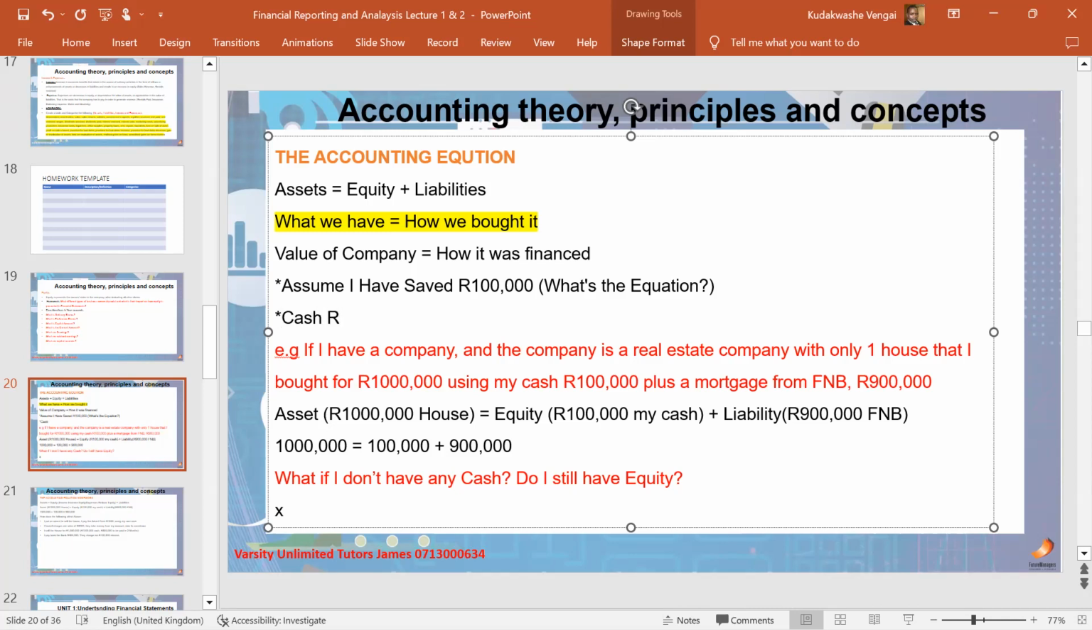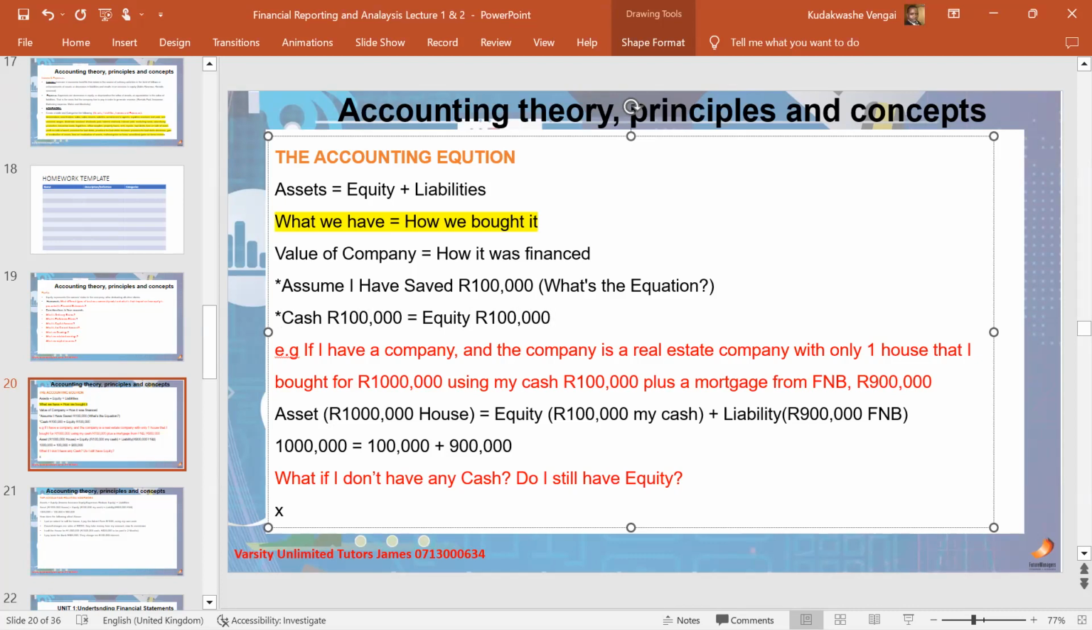And that cash is equal to what? 100,000, right? Does James have any equity? Do I own the 100,000? Yes, I own the 100,000 because it's mine. It's my savings that I've made. So you can see that my accounting equation here is 100,000 is equal to 100,000. It is balancing.